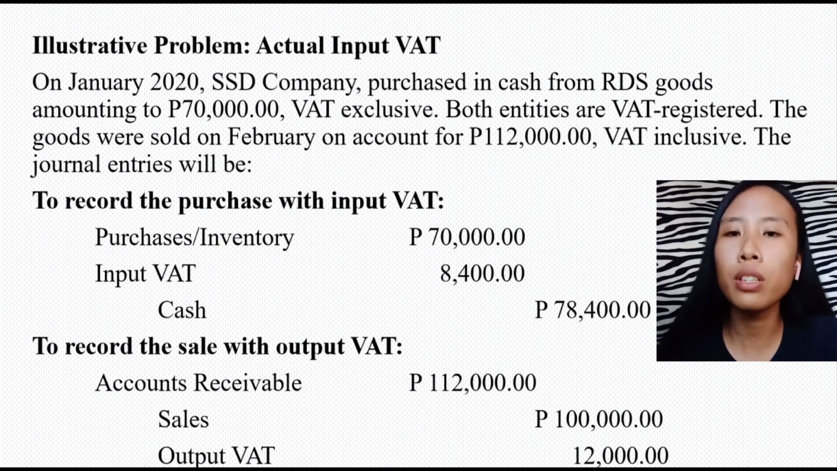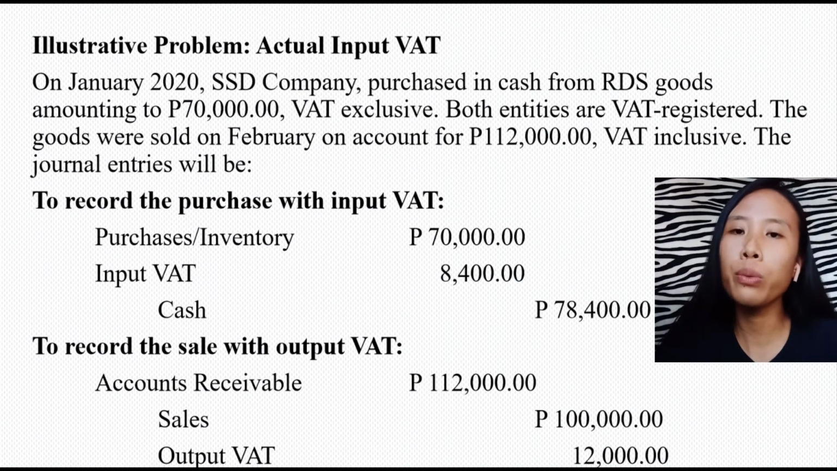Now the journal entries will be: to record the purchase with input VAT, we debit purchases or inventory 70,000 and input VAT 8,400, and then cash is credited 78,400. To record the sale with output VAT, we debit accounts receivable 112,000, and then sales and output VAT are credited for 100,000 and 12,000 respectively.